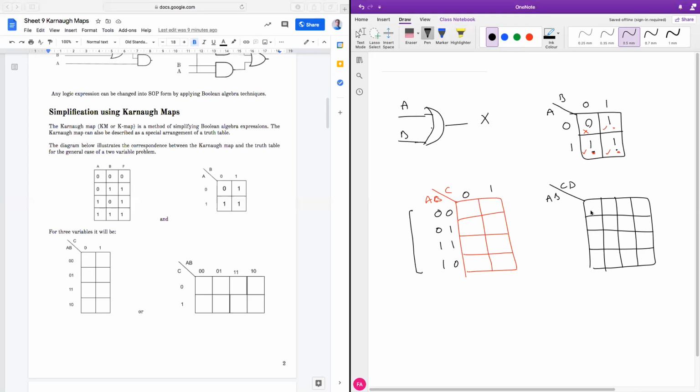Same order is used: 0, 0, 0, 1, 1, 1, 1, 0, 0, 0, 0, 1, 1, 1, 1, 0. So the scope of this module for Karnaugh Map is using a maximum of 4 inputs. So either you've got 2 inputs, 3 inputs, or 4 inputs. These are the tables that you've got to use to create the K-maps. So these are the K-maps.